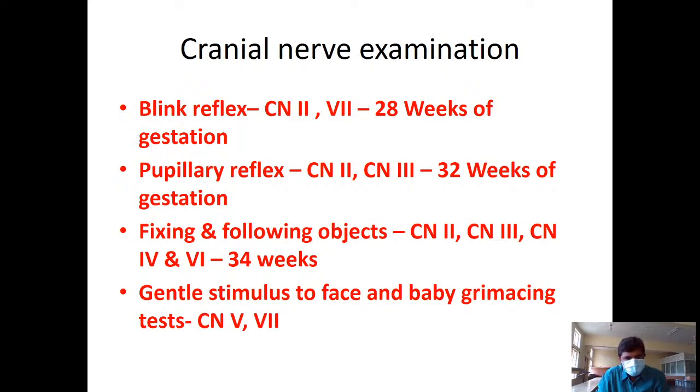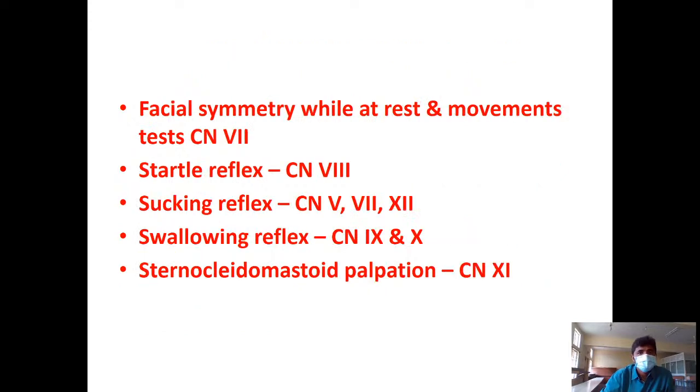And then when you give a gentle stimulus to the face and the baby starts grimacing, then you have successfully tested cranial nerve 5 and cranial nerve 7. Cranial nerve 5 is the one which carries the sensations of the face, and the efferent response is grimacing, that is using the facial muscles, which are innervated by the facial nerve, that is cranial nerve 7. Then you look at the facial symmetry, at rest and movements, which tests cranial nerve 7.